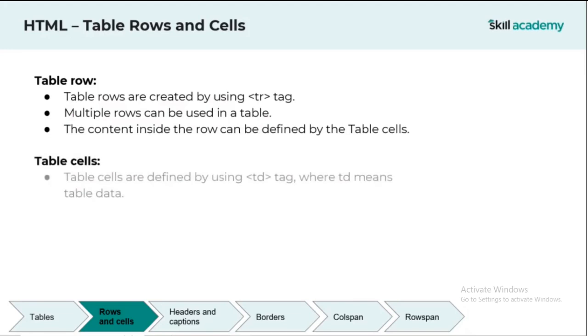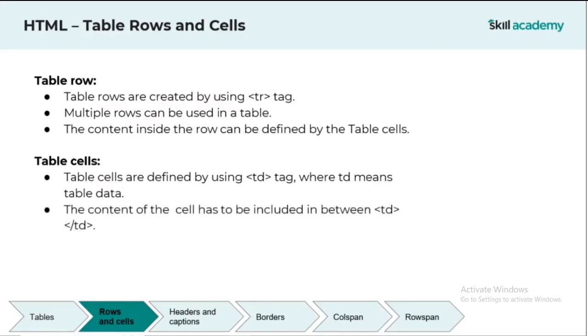Now what do we mean by table cell? In table cell, we can define the content of our table. Let's say हमको student की information को display करना है, तो name, email ID, contact number, these are the content. So table cells are defined by using the td tag, where td means table data. The content of the cell has to be included in between opening td tag and between closing td tag. Let's say you want to display your name in a table. So you are going to use this td tag and you are going to close this td tag.